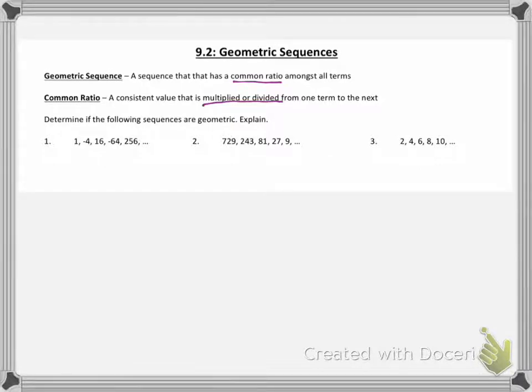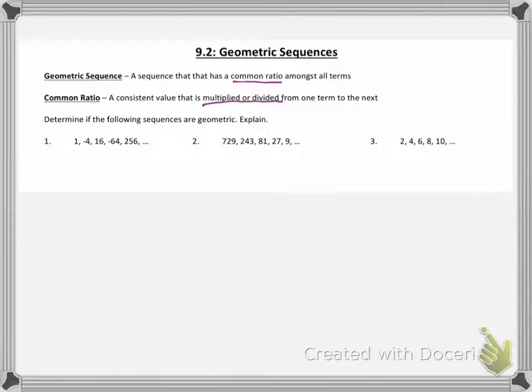So what we're going to first look at here are some sequences to determine if they are indeed geometric, and if they are, identify what the common ratio would be. And then we're going to take a look at how to write a geometric sequence in a couple of different ways, very, very similarly to what we learned and went through in the last lesson.